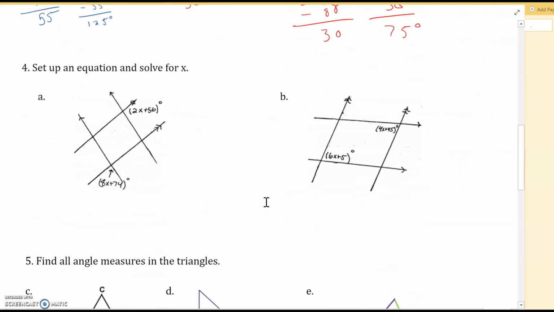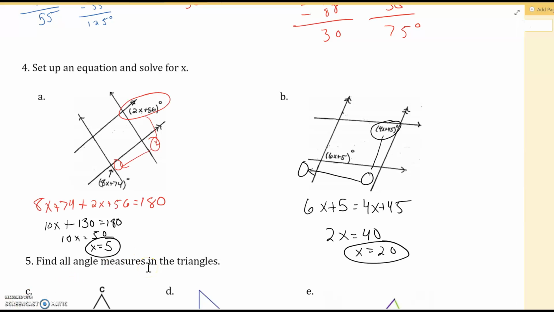And the last part here, we have two sets of parallel lines. You're going to slide and just set up an equation and solve for x. Okay, for this first one here, you can slide. This would go to the bottom right here, and then it would be to the right over here, so they'd make a straight line. 180, you should get x equals 5. The second one here, you should slide, and you should get vertical angles, and then x equals 20. So you'd set those equal to each other.